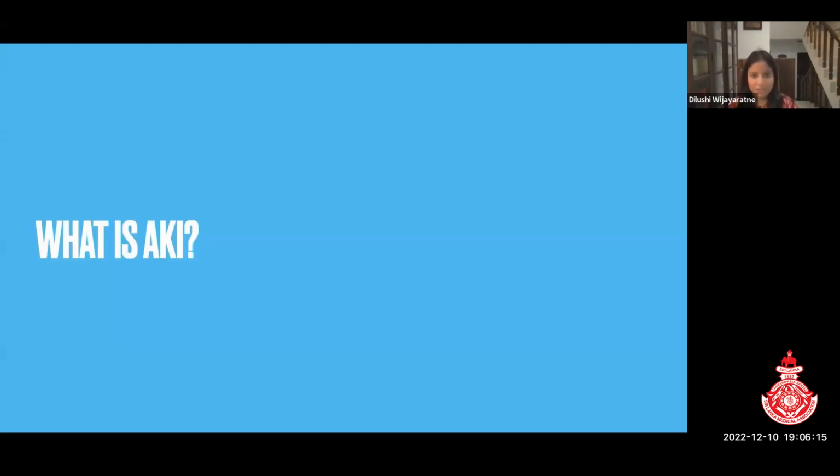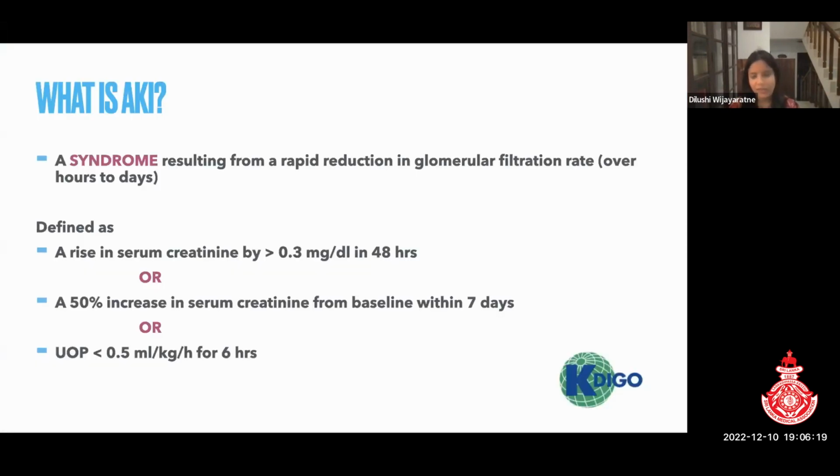So let's just try to remind ourselves, what is AKI? Acute kidney injury is a syndrome resulting from a rapid reduction in glomerular filtration rate, which occurs over hours to days. So the fact that it is rapid is what we mean when we say acute kidney injury. And when we say it's a syndrome, we mean that it is just a manifestation of many, many things that can be going on. So for example, we say anemia is a syndrome, it is not a diagnosis. Similarly, AKI is also a syndrome. Once you detect it, we need to find out why it's happening.